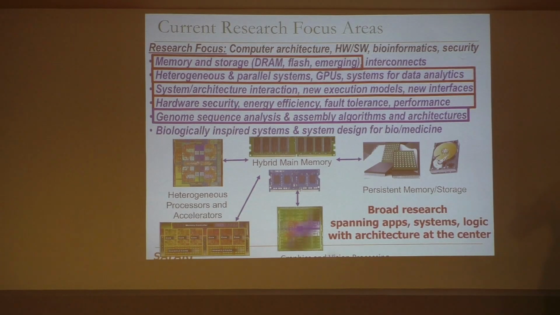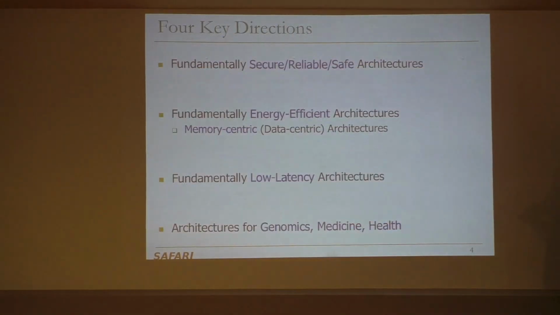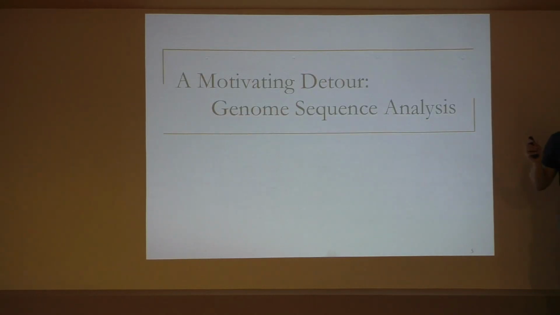All of these slides will be available later on. If you email me, I can send them to you also. But the goal is to really motivate the big memory problem that we have. Okay, these are some directions that we're going to cover. Fundamentally secure, reliable, safe architectures, energy efficient architectures, low latency, and architectures for genomics, medicine, and health. Let's start with the last one to motivate everything else. So this is, I call this a motivating detour.